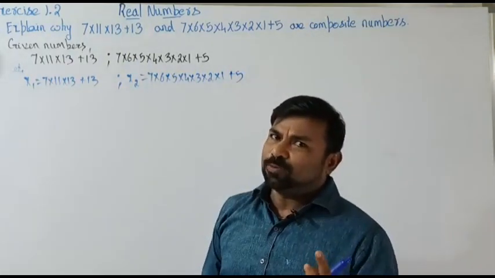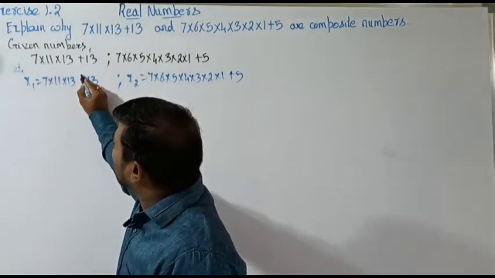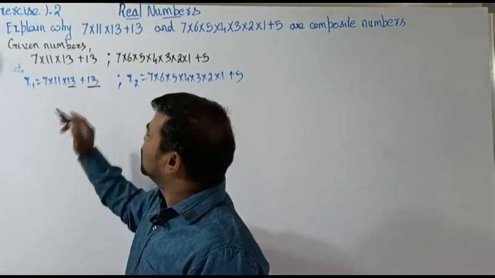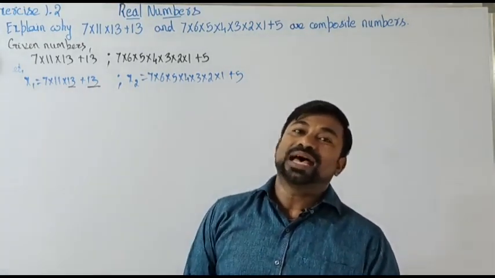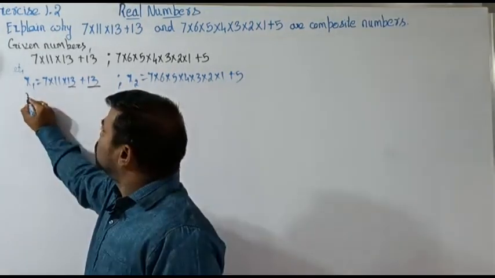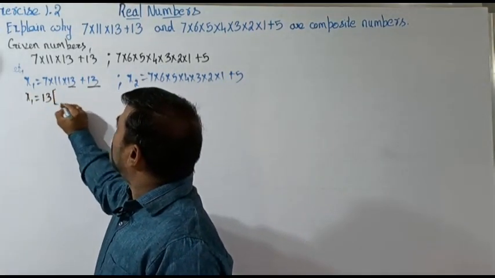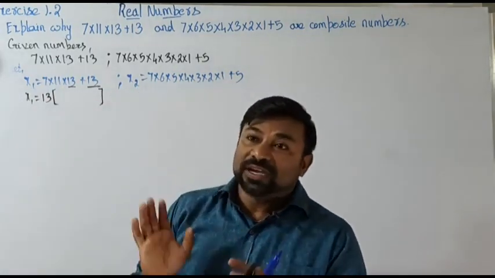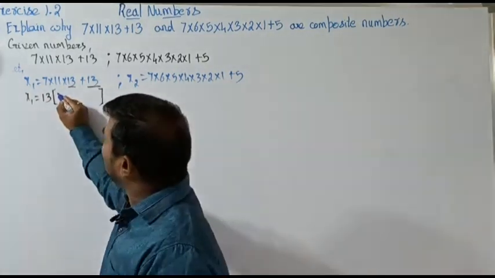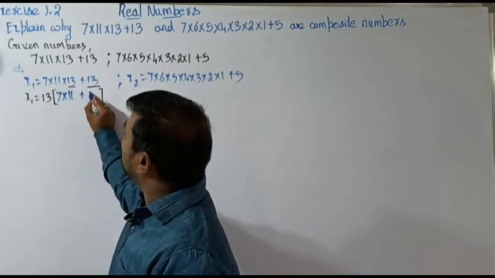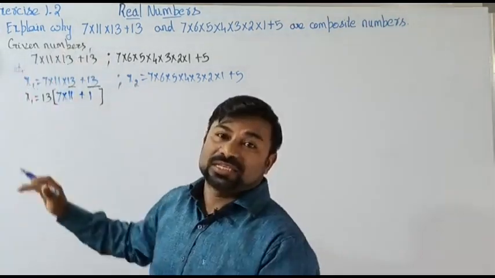Now if you check properly, the 13 and the 13 present here, I think I can take them as common. So in x1, I like to take 13 as common. If I take 13 outside, what is left over? Can I call it 7 into 11 plus 1? Why? Because I took 13 as common.